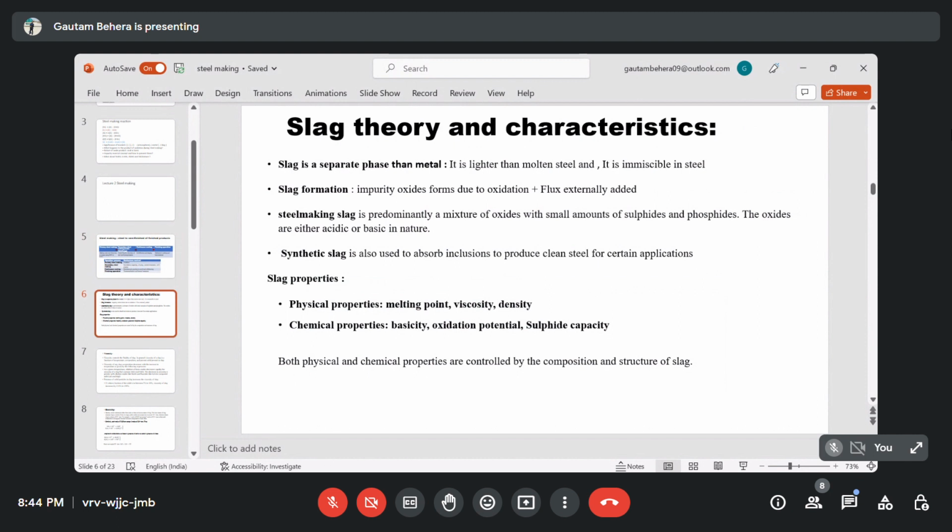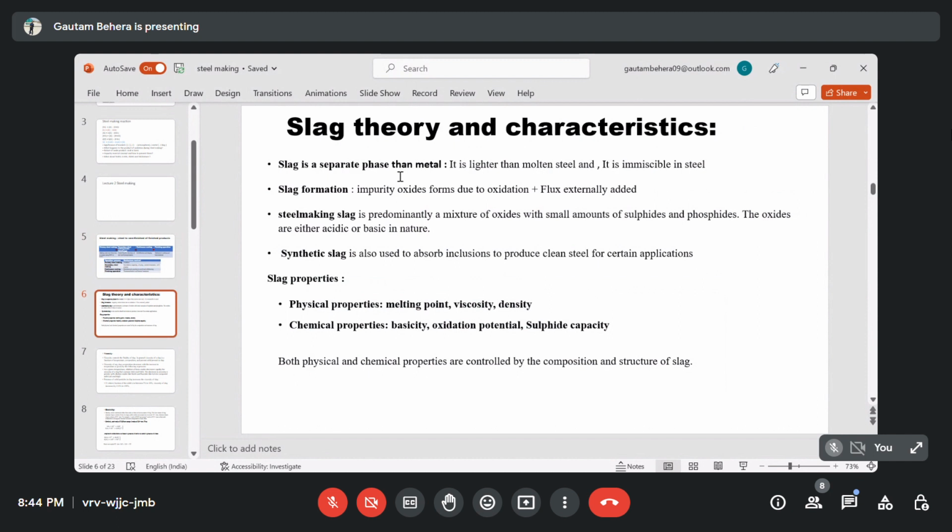Because you will appreciate the role of slag here. So what is the role of slag? Slag is very important. If you don't know how to make a slag, you cannot make a desirable steel at the end. So first point is slag is a separate phase than metal. Everybody knows, right? In pyrometallurgical processes, we have two phases, metallic phase and slag phase. Slag phase is different, metallic phase is different.